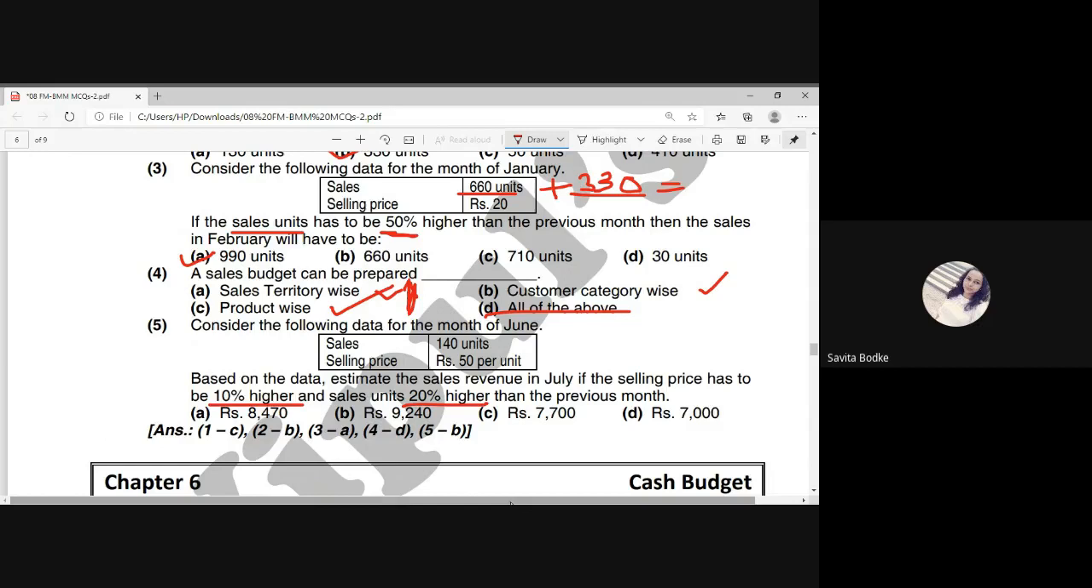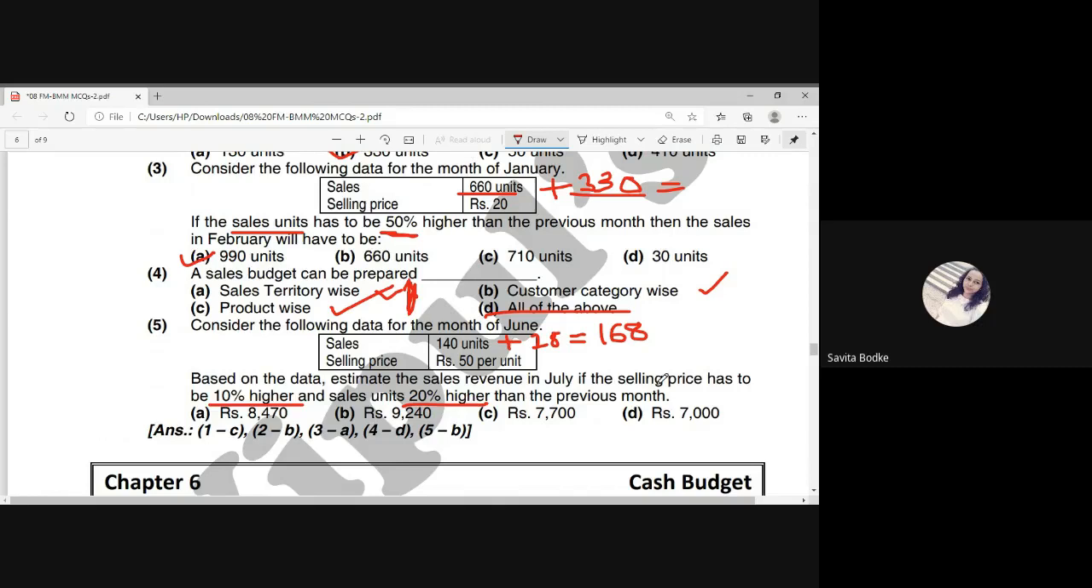So now again we have to do a little bit of calculation. What they have said about the sales unit is that it will be 20% higher. If I calculate 20% higher of this sales unit, how much will it be? 140 into 20%, I simply do it on the calculator. So 20% is 28. If I add 140 plus this 28, how many units are we going to get? That is 168. This much is clear.